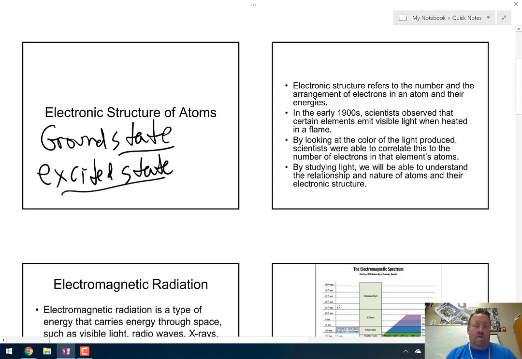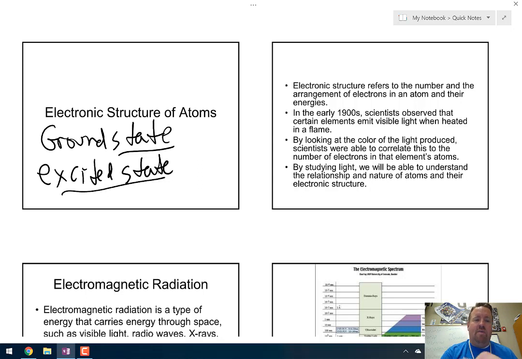So as we talked about in class, the ground state is when all of the electrons are in the lowest possible energy level, whereas an excited state is when the electrons have received energy from somewhere, and one or more electrons has been moved up to a higher energy level. And when it falls back down, it releases light.